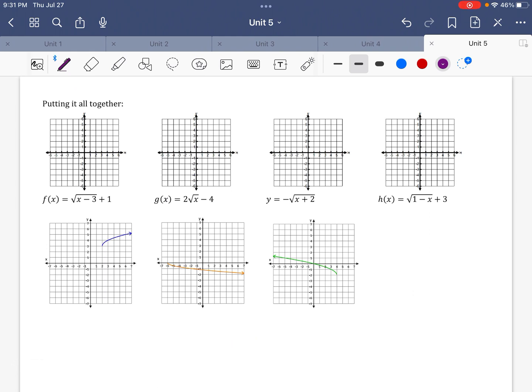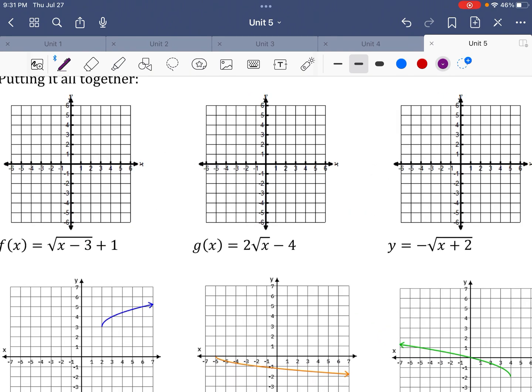All right, so I talked about those. And next, putting it all together. So let's go ahead and just draw these things. So let's draw the square root of x minus 3 plus 1.